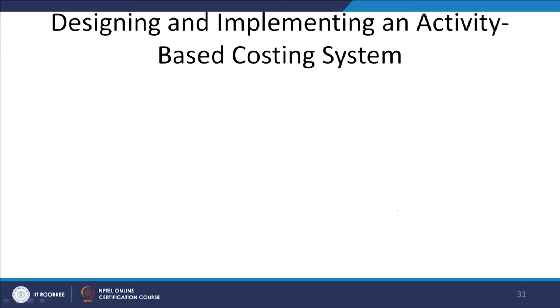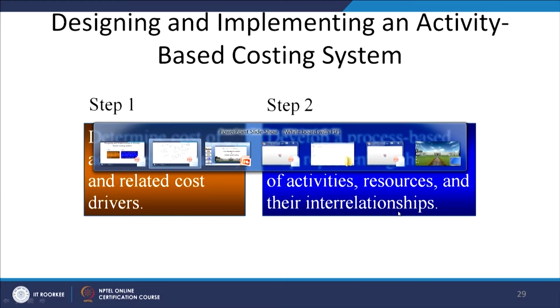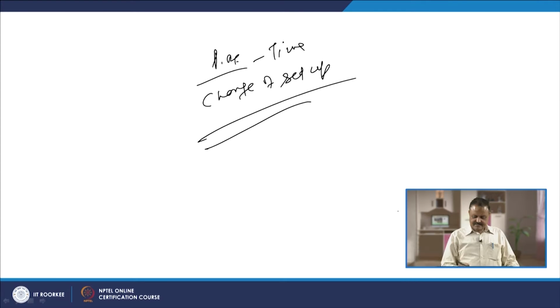So how are these steps required to be performed, and what are these steps: designing and implementing an activity based costing system. Step number 1, determine cost of activities, resources and related cost drivers. How much is the total indirect cost or the fixed cost, right. You can say that my fixed cost is, say, 10 lakh rupees, right. This is one. How many activities?